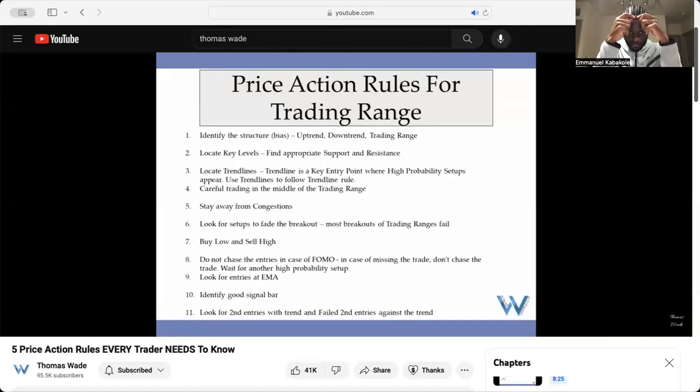I cannot trade a breakout. I cannot take first entries. I cannot counter trade. That will not result in long-term consistent success. I'm looking for entries at the exponential moving average. I'm looking for good signal bars if I'm about to enter, and I'm looking for second entries with the trend and failed second entries against the trend. Because like I said, there are trends working even inside of trading ranges.